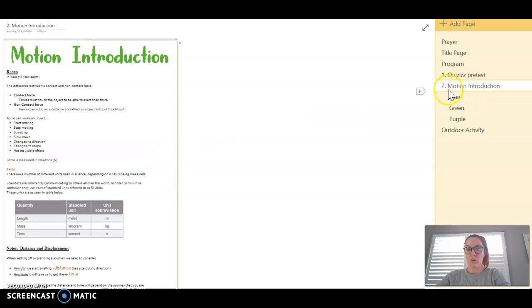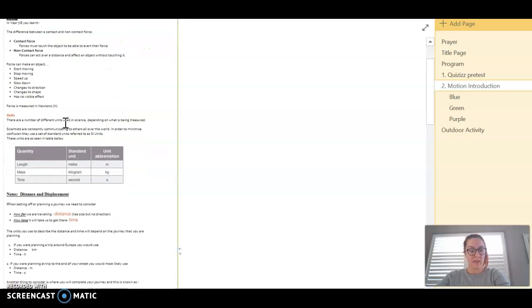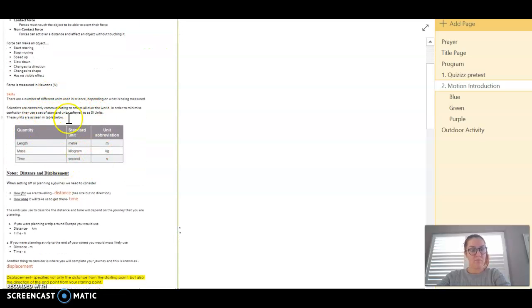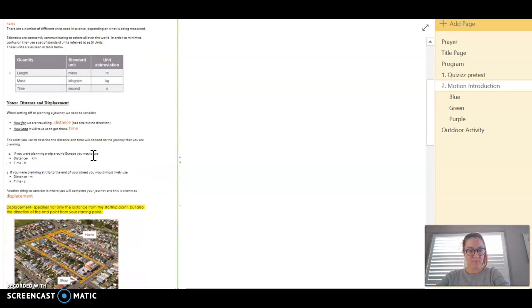So once you're on the page 2, you've done the quizzes and you're ready to go, make sure you read through the OneNote page here. This is just a revision of your Year 7 and Year 8. And this bit's here just a reminder of some of the standard units we're going to be using.